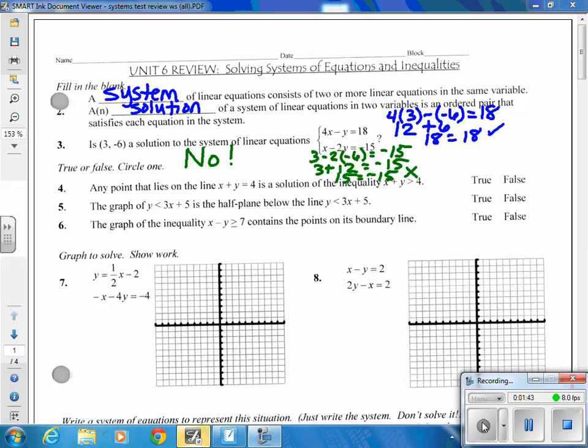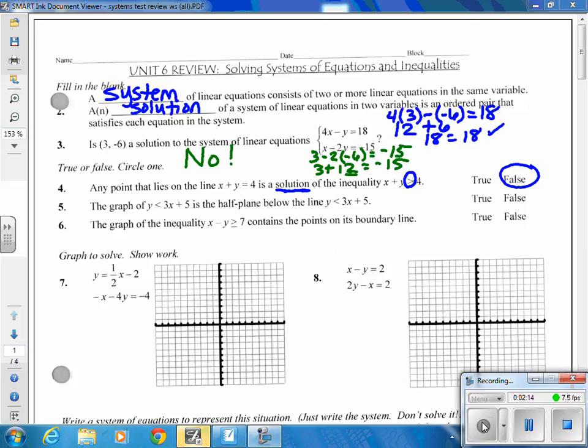For 4, 5, and 6, these are true-false statements, and instead of using a graph of them, if you use your knowledge of the signs, then you'll be able to answer these questions without showing any work. For number 4, any point that lies on the line x plus y equals 4 is a solution of the inequality x plus y is greater than 4. Well, in order to be a solution of a line, you have to have the equal to component. If you look at your symbol, it's just greater than. There is no equal to bar, so this is a false statement. Had it said equal to, then we could have said true.